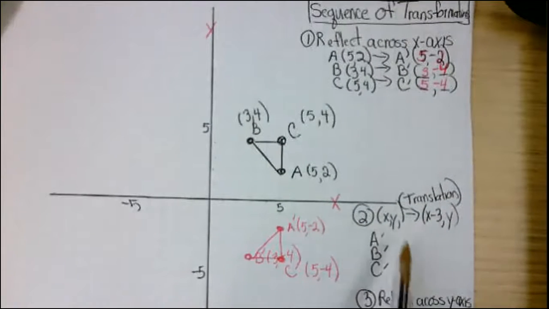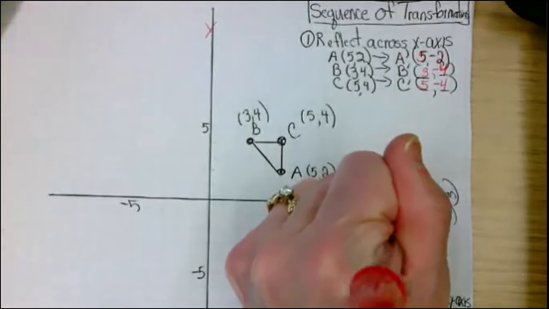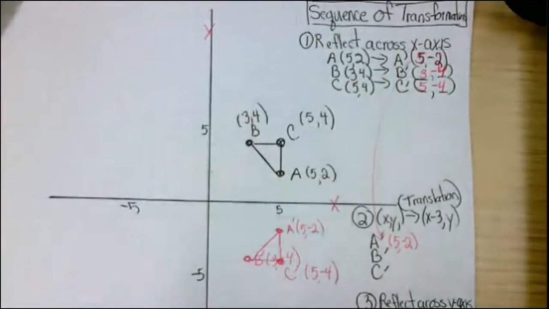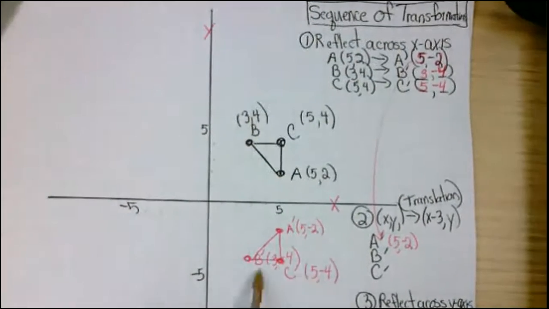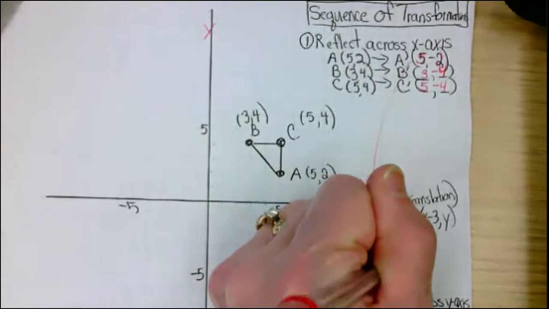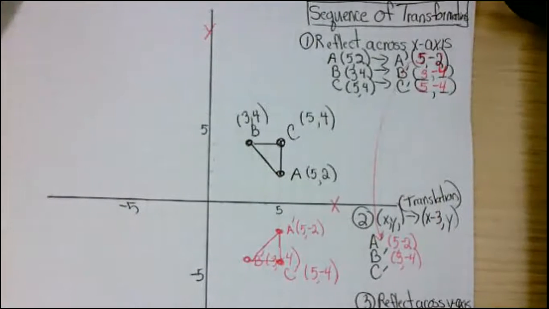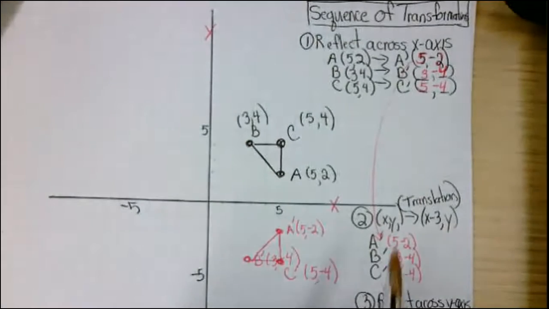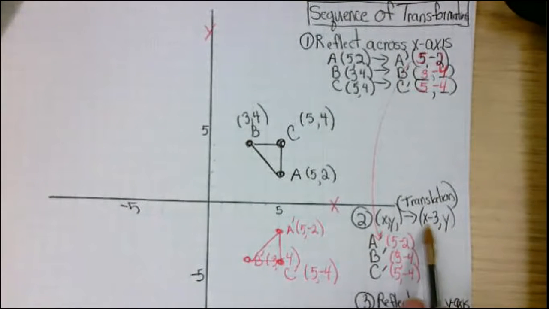So now we take the previous A prime, which was 5, negative 2, and where am I getting that? I'm getting that from here, or I could be getting it from my graph that I just wrote those on. And then B prime was 3, negative 4, and C prime was 5, negative 4. And I have gotten those from up here. Now I'm going to subtract 3 from just the x value. The y is going to stay what it was. So this is a slide.